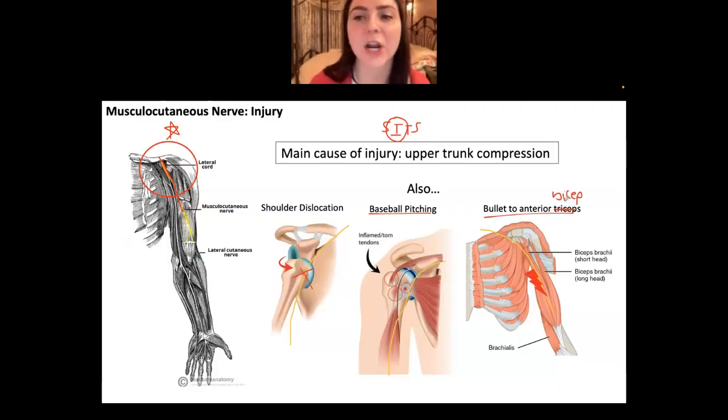So bullet to the anterior bicep, like I said earlier, front of the arm, right here, right? As soon as you, boom. And it doesn't have to be a bullet. I think that was just an example that was given, but anything to the front of the bicep muscle, because it runs pretty superficially right along that bicep muscle. Okay, so again, here's the nerve in yellow. If you have a bullet to the anterior bicep, boom, it can take out that nerve.